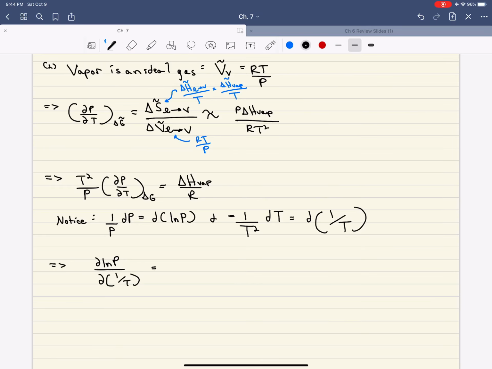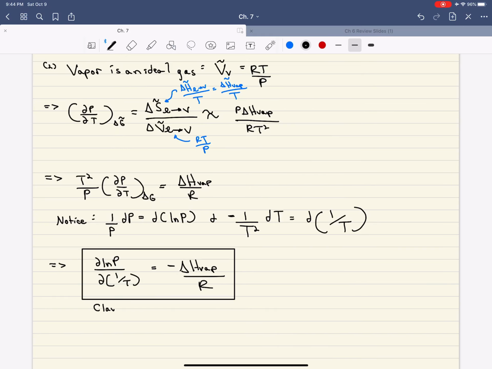Is equal to negative HVAP over R. Okay? And so when we make these approximations, what we get is known as the Clausius-Clapeyron equation. Okay?